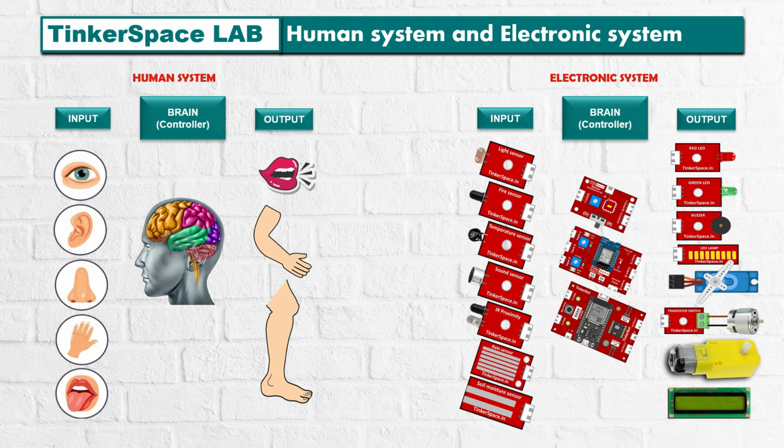Now, in an electronic system, we use the same idea. Sensors act as the input, just like eyes and ears. They collect information from the environment, such as detecting light, sound, or even temperature. The controller acts as the brain, processing that information and deciding what needs to be done. The output devices, like LEDs or motors, perform the action, whether it's turning on a light, moving a robot, or sounding an alarm. So, to simplify, both systems work similarly.